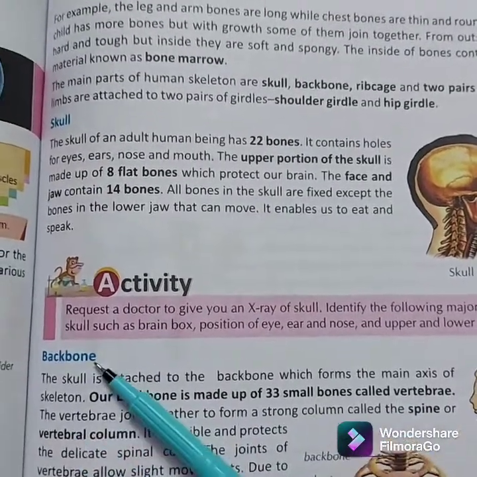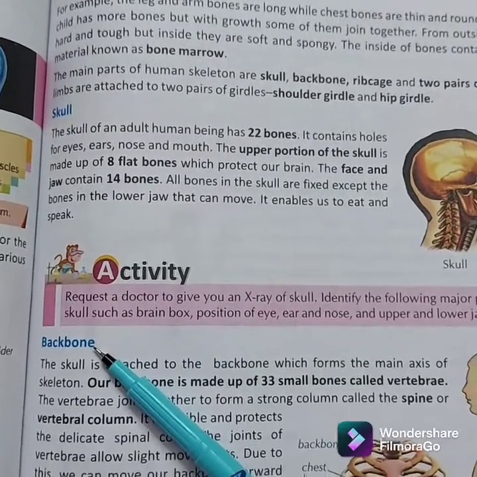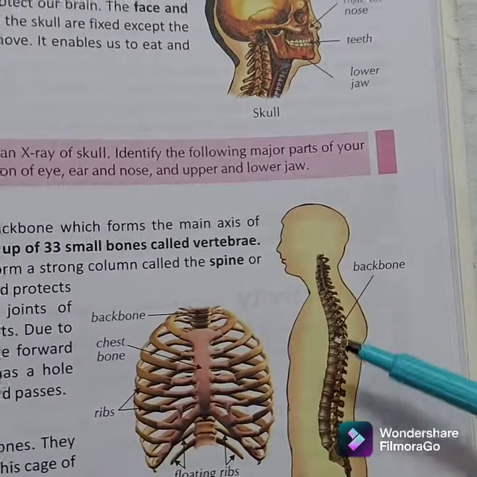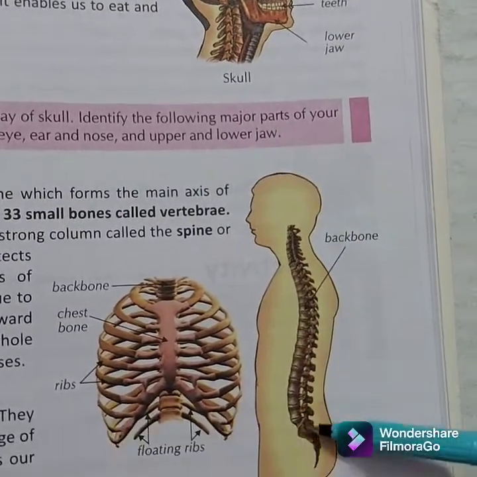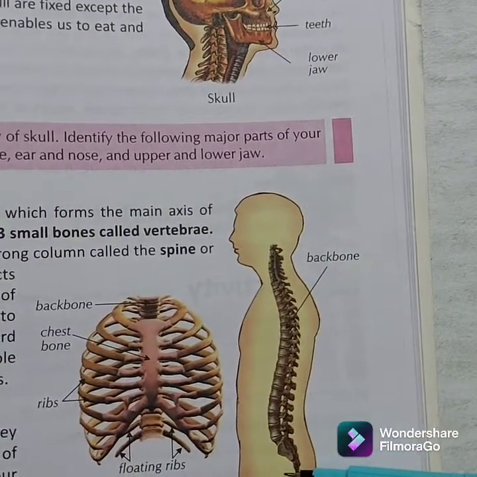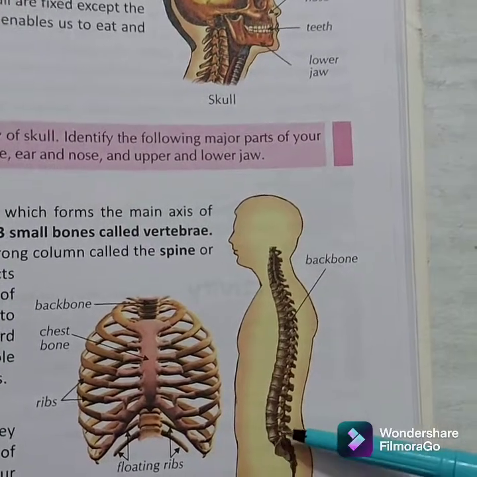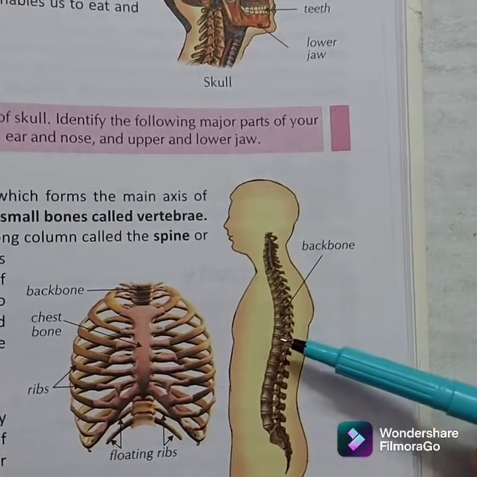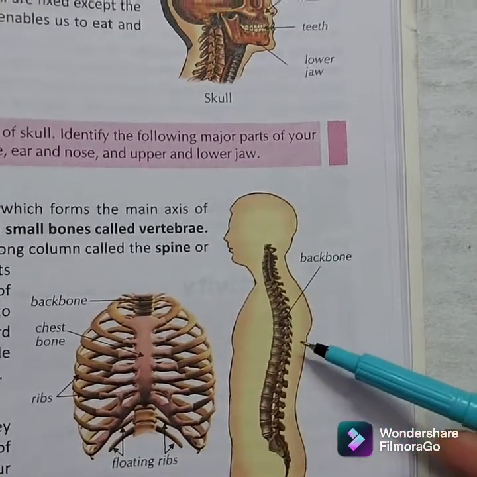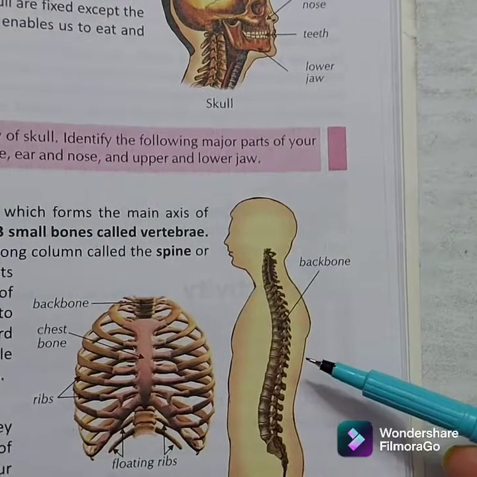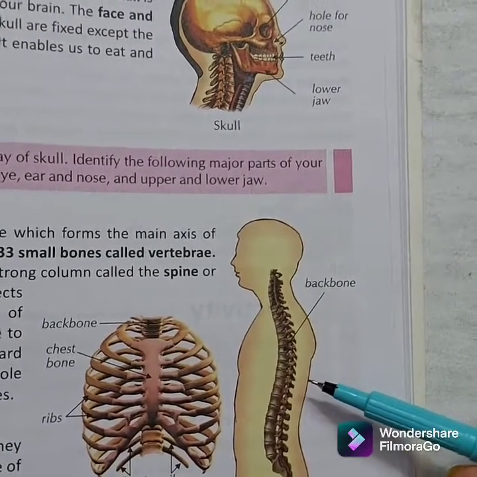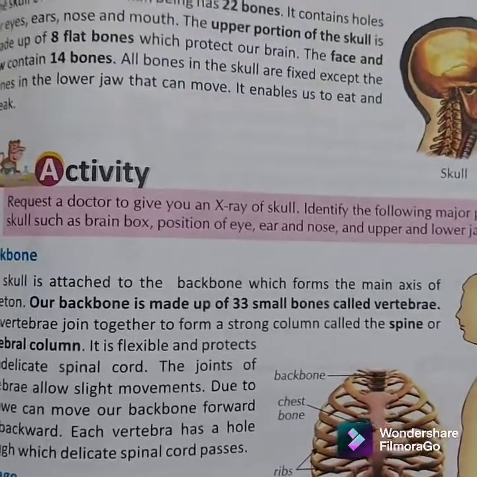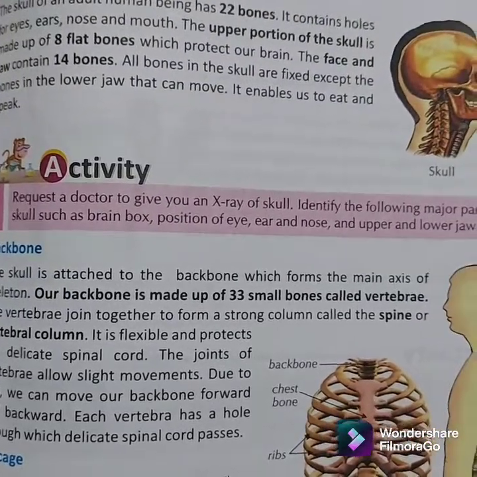The next most important part of the skeleton is our backbone. Now, let's have a look at this structure. This is what your backbone or spinal column looks like. It has very small bones. These are basically 33 in number. And these small little bones are known as vertebrae. These vertebrae join together to form the spine or the vertebral column.